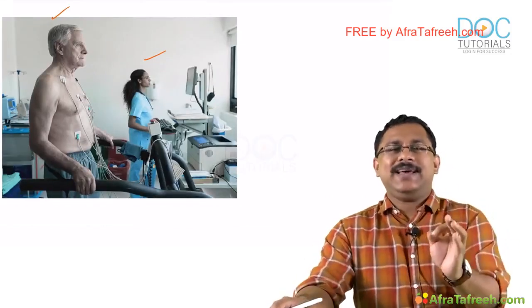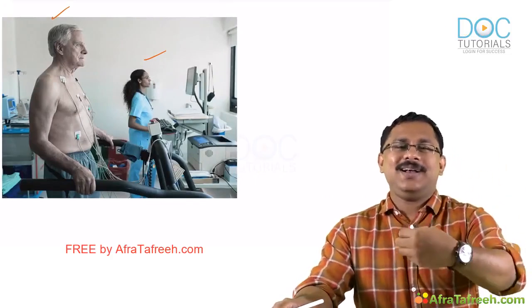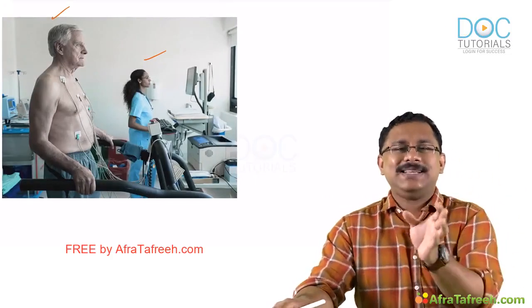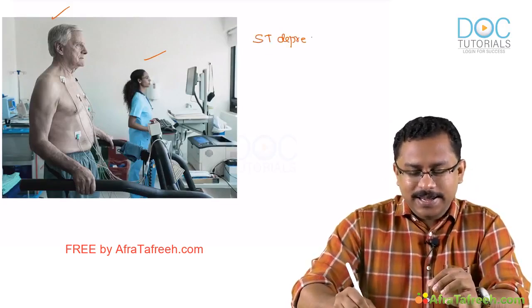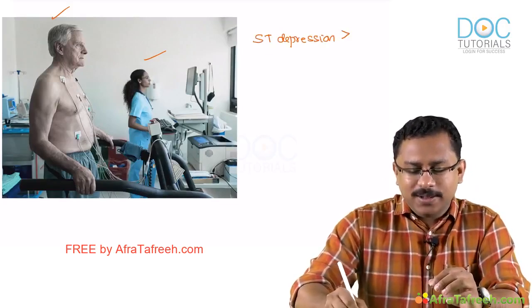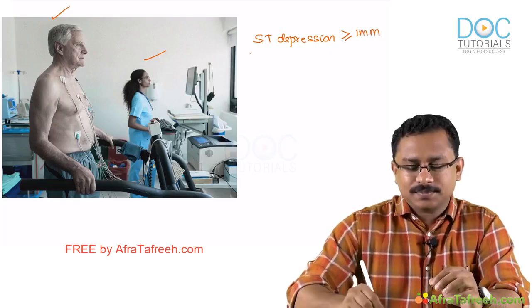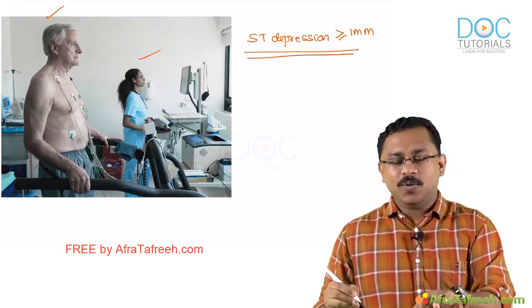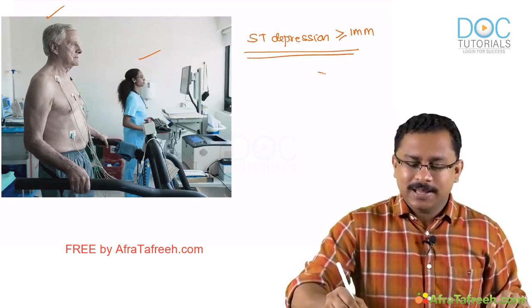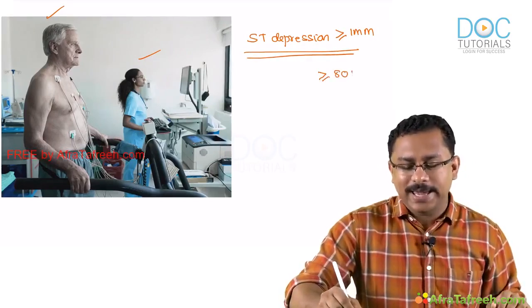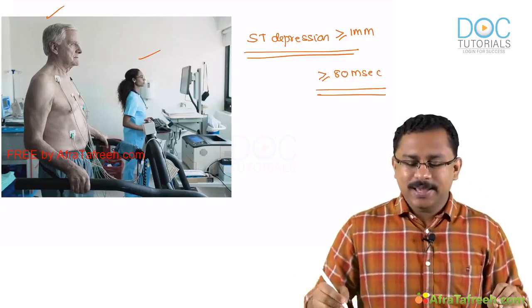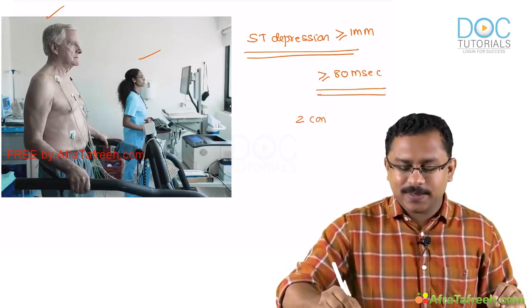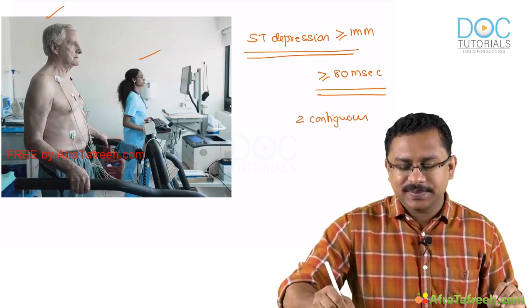Now, when will you say that? Remember, I told you I will be teaching you when to comment that ischemic changes have happened in this patient. That is when the patient has got an ST depression of more than or equal to 1 millimeter that lasts for more than or equal to 80 milliseconds, which is actually 2 small squares in the ECG, in 2 contiguous leads.